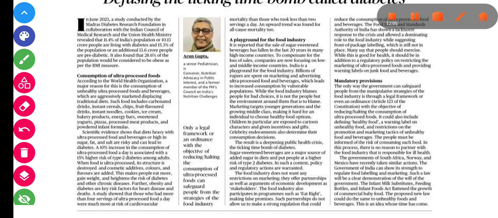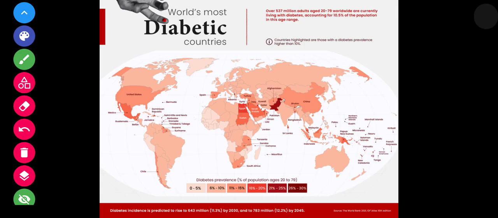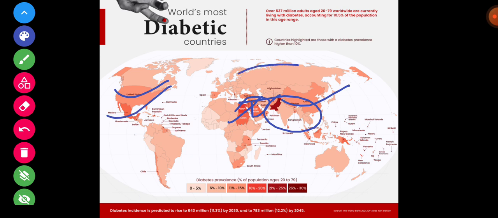Here is the WHO data about diabetic conditions of the countries. You can see here the world's most diabetic countries in the world. Pakistan is more vulnerable to diabetic condition in the world. Here India is less vulnerable than the US, China and Middle Eastern countries and most of the African countries, Mexico and Russia as well. So India is performing better about this diabetic disease among its population.